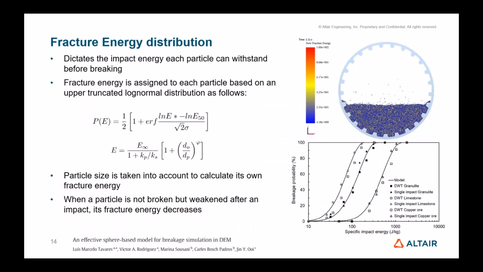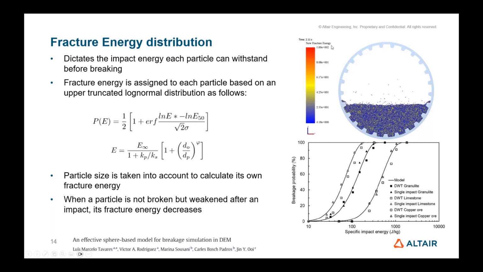So the fracture energy is very important because it's essentially the parameter that will dictate how much energy a particle can hold before breaking. And this energy is assigned depending on the input parameters that you give to the model, as I said before, and it's based on a log-normal distribution. You can see the equations there. And I just want to highlight that you can see here in this slide that the diameter of your particle actually plays a role in that fracture energy allocation. Smaller particles will tend to have a bigger fracture energy. You know, it's harder to break a smaller particle.